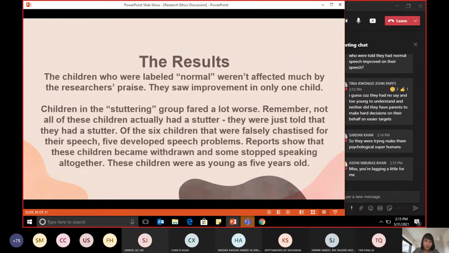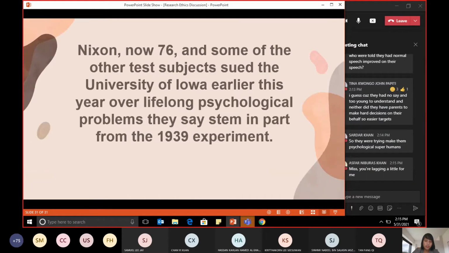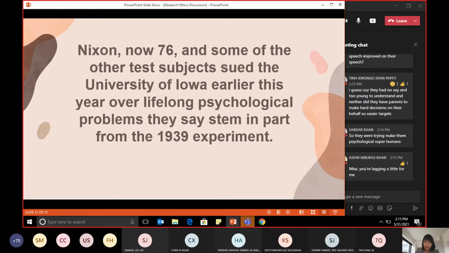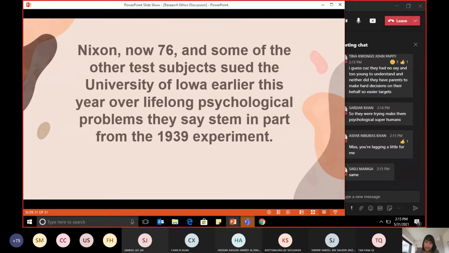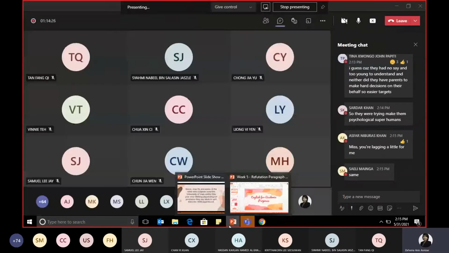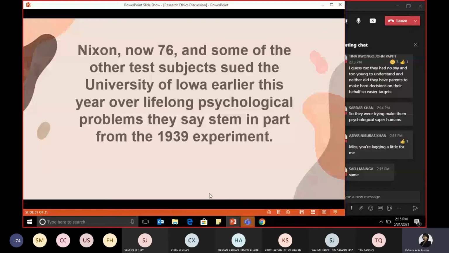So Nixon, now 76, is still alive. I'll turn off my camera. You can just try to type his name, Nixon, the monster study, in the Google search engine, and then you can find information about him.